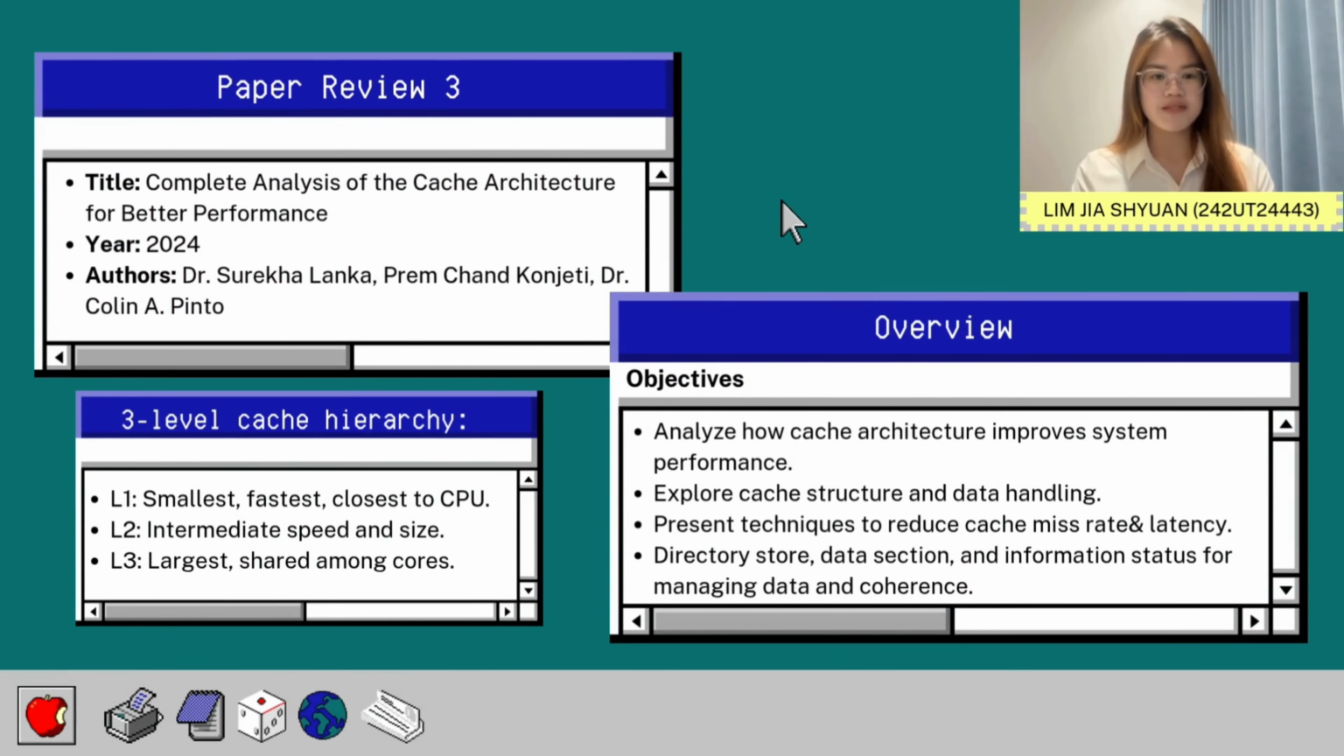Then, the third paper titled Complete Analysis of the Cache Architectures for Better Performance focuses on the role of cache in enhancing system performance. It provides a detailed explanation of the 3-level cache hierarchy, L1, L2, and L3, and examines how these layers contribute to speed and efficiency. It also explains how improving cache structures helps reduce miss rate and lower latencies while managing data consistency and coherence effectively.